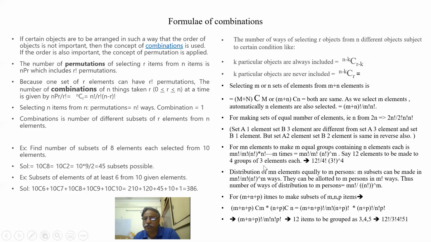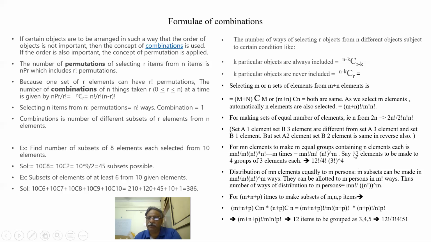So these are to be distributed to the 4 persons. So there are 4 groups to 4 persons. How can I allot? One group can go to the first person, second group to the second person. Like that I have 4 factorial ways. I can allot them in 4 factorial ways. So mn factorial by n factorial to the power of m, into m factorial, because they have to be distributed. So m factorial gets cancelled, then I'll get mn factorial by n factorial to the power of m.